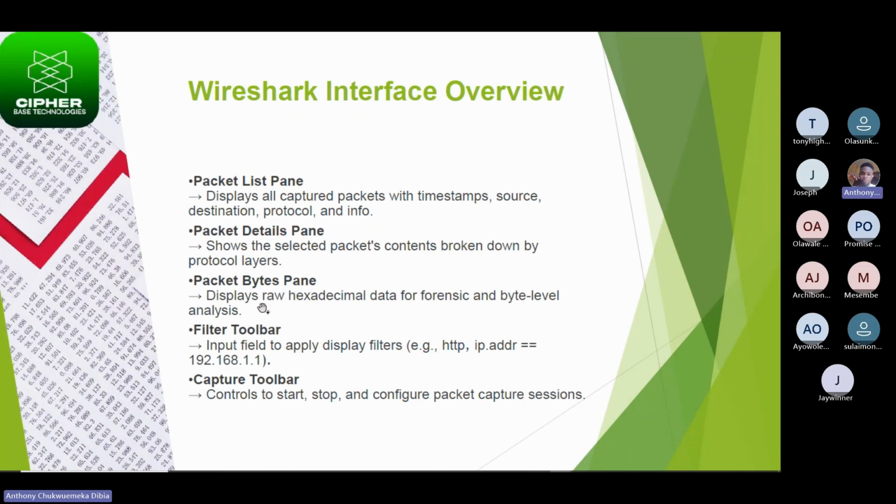We have the packet bytes pane. This displays raw hexadecimal data for forensic and byte-level analysis. Then we have the filter toolbar, an input field to apply display filters. For example, HTTP, or ip.addr equals your IP address, the IP address you are planning to filter out.